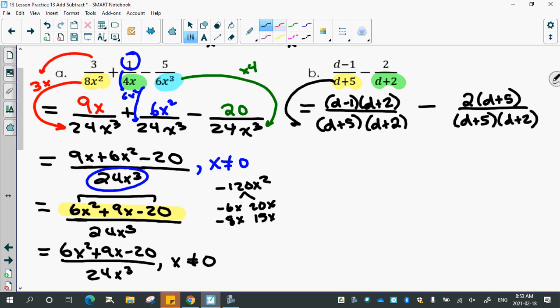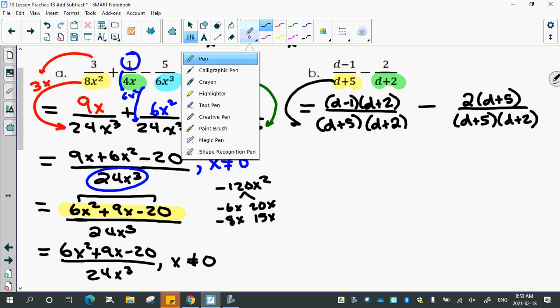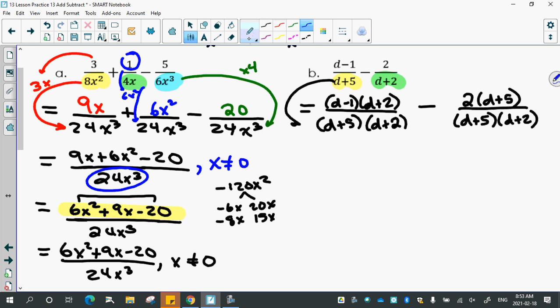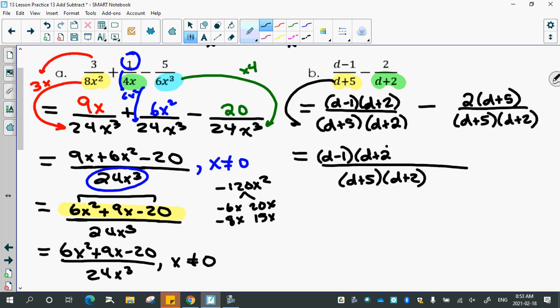And once we have our common denominator, we want to state our restrictions. So probably easier to do it on the next step down when we only have it written once. So then we're going to, in this case, subtract the numerators over the common denominator. And now let's state our restrictions on our common denominator.